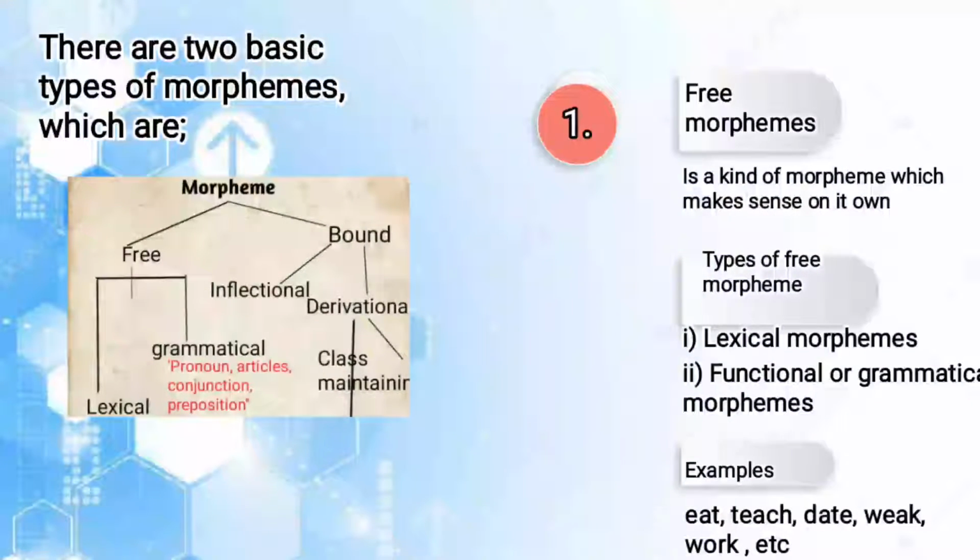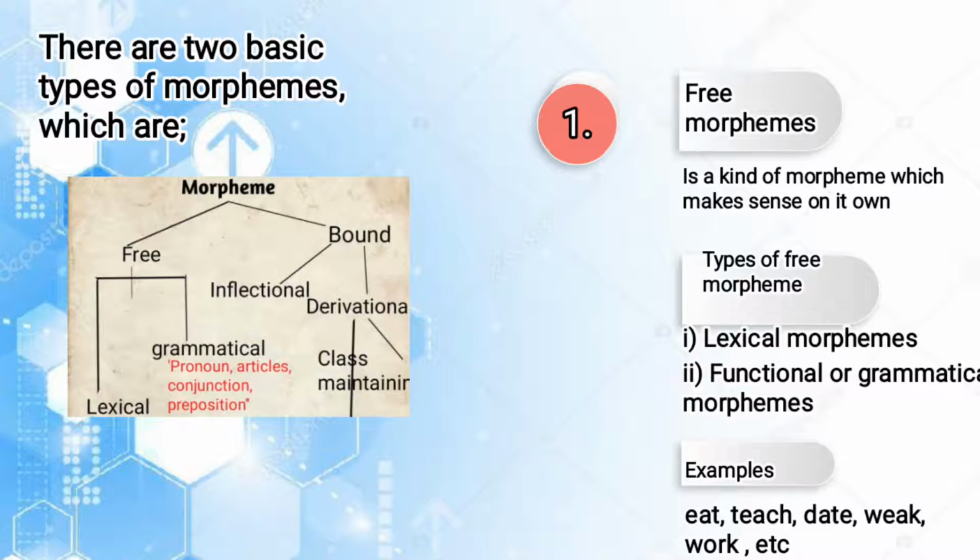There are two basic types of morpheme. Under it we have free, we have bound. Under the noun morpheme we have inflectional, we have derivation. Under the derivation we have class change, we also have class maintaining. Under the free morpheme we have lexical. After lexical we have grammatical, which we have pronoun, articles, conjunction, preposition.